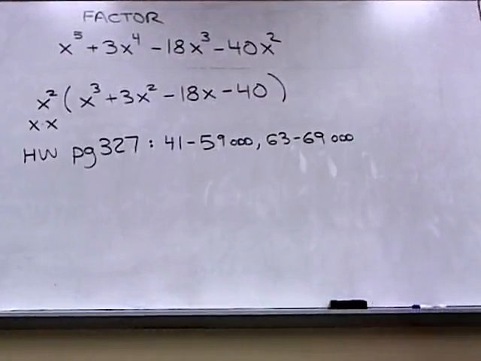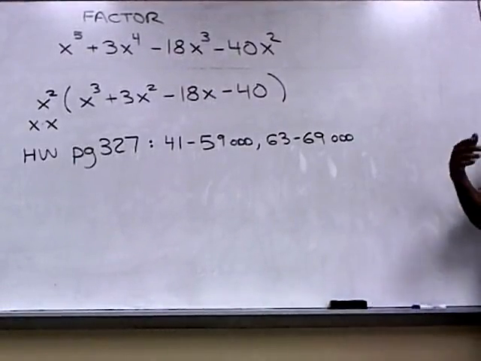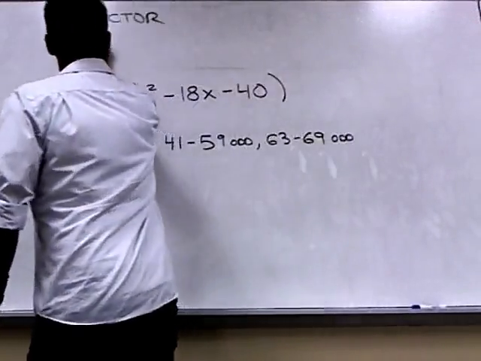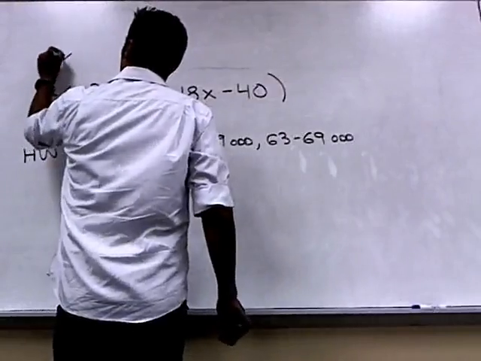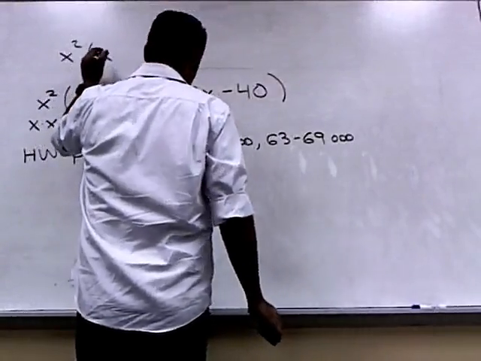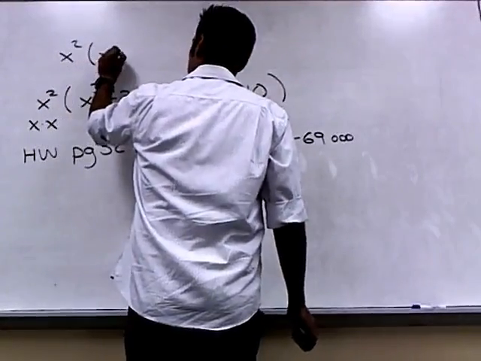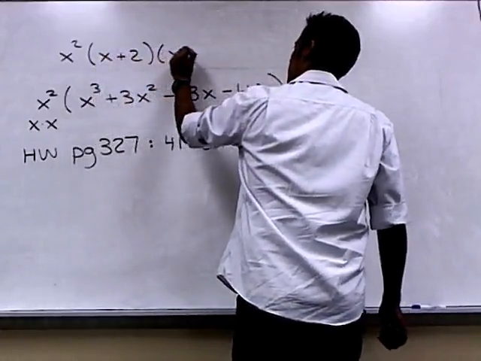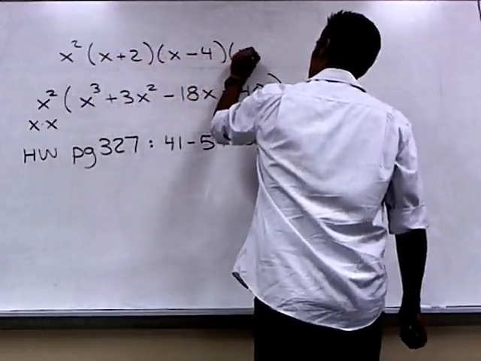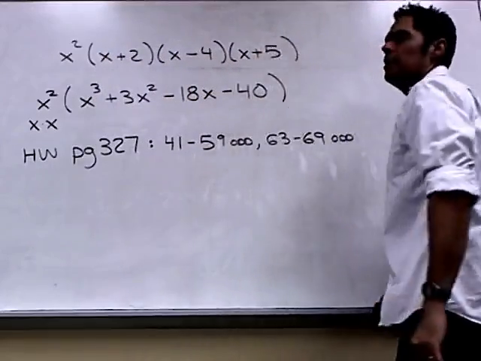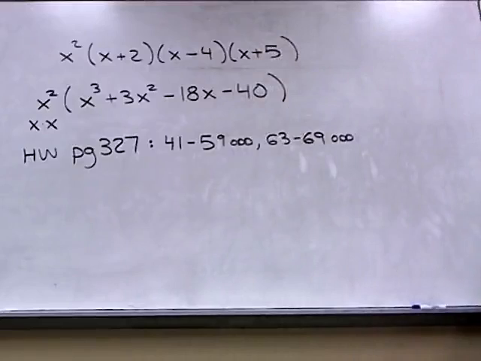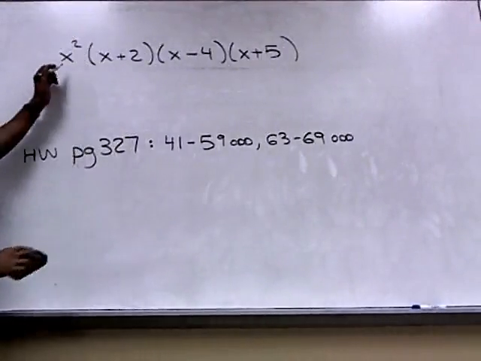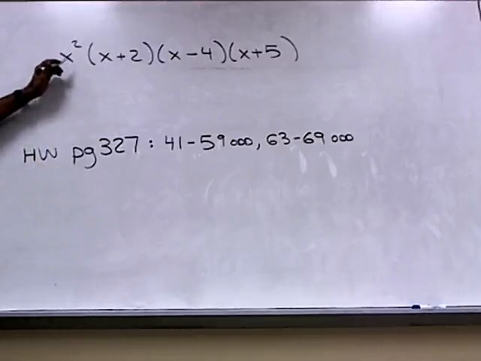I'm going to let you finish that one up on your own, okay? We all know what the answer should be, right? Because I had started with it. Let me write down what the answer is supposed to be. Was it x? Geez. Was it plus 2? Yes. x minus 4, plus 5? Okay. That's what you should get at the very end. Don't forget the x squared that we pulled out in the very beginning.